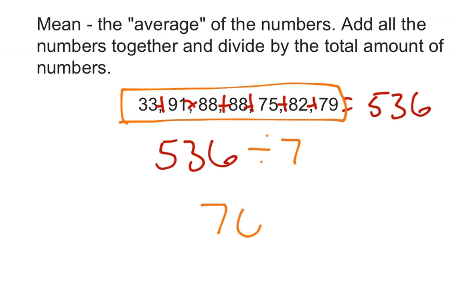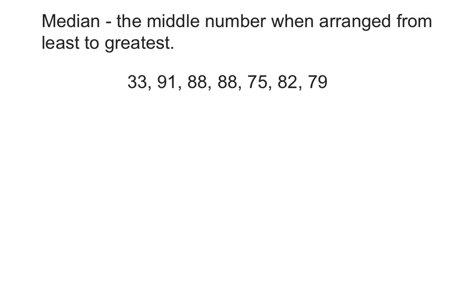And that gave us, when we rounded to our nearest tenth, the final answer of 76.6. So that's how we find the mean. The median. Median is the middle number when arranged from least to greatest. So again, one of the keys here, it says when arranged from least to greatest.